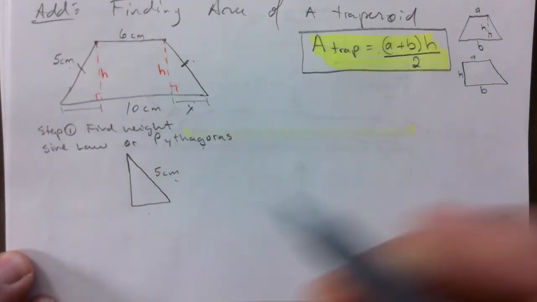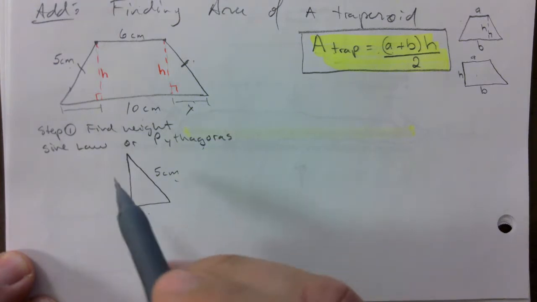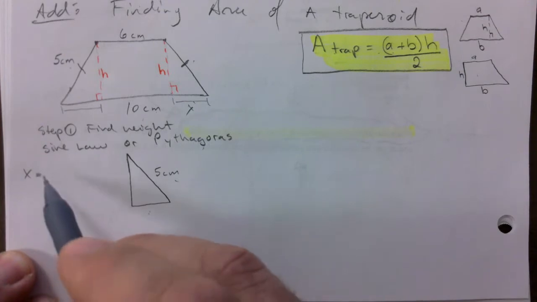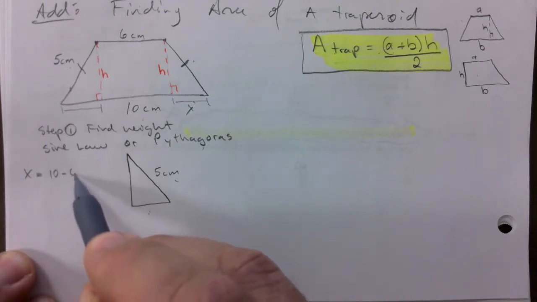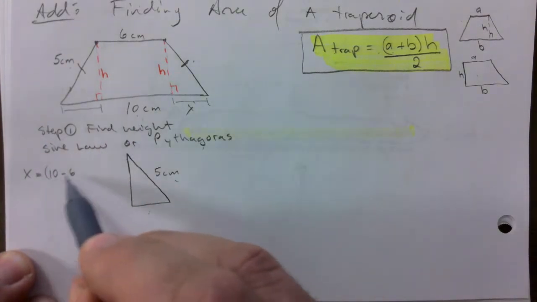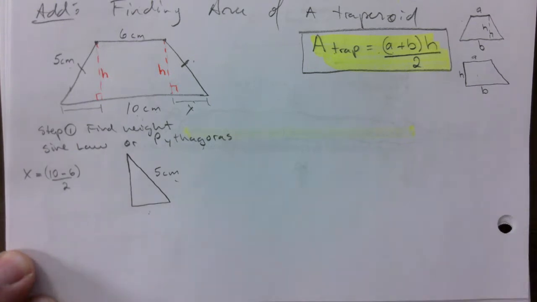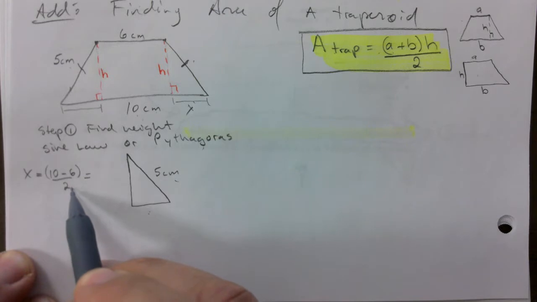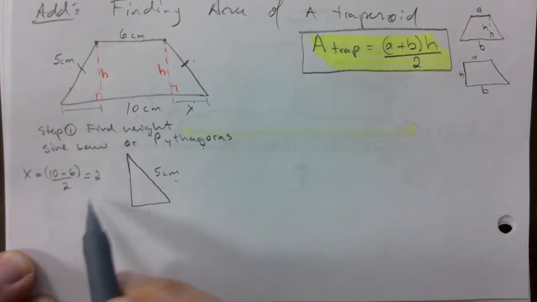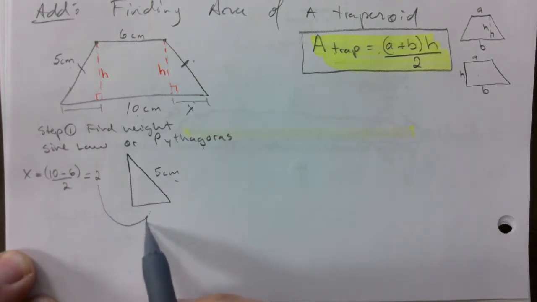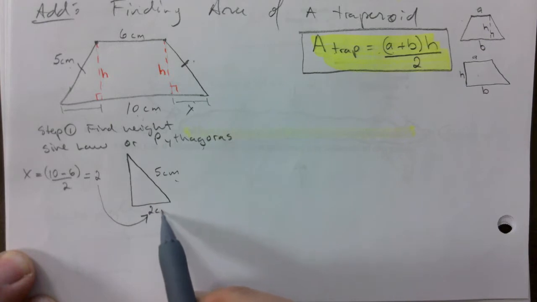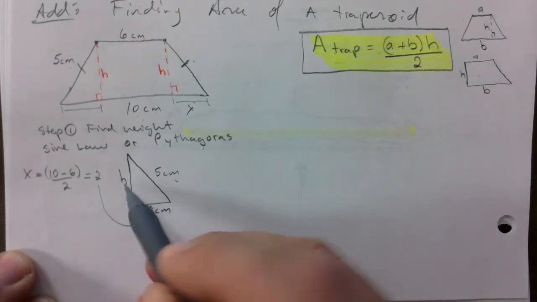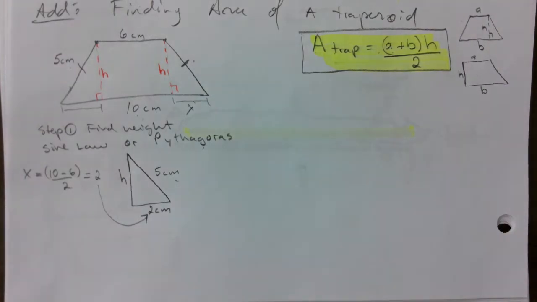I'm going to kind of call that x here. So to find x, we go 10 minus 6, right? 10 minus 6, and we divide that by 2. 10 minus 6 is 4. 4 divided by 2 is 2. And so that's what goes in here, 2 centimeters. And then this is going to be our height, which we're going to find right now.